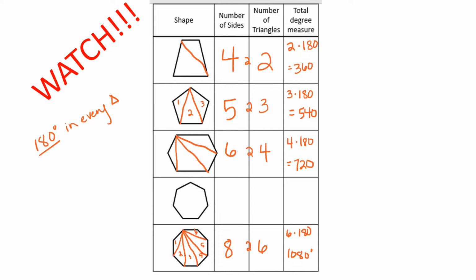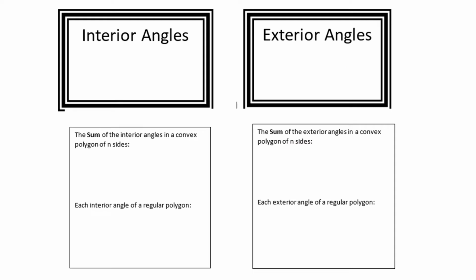a formula. Or right now, if we wanted to compose a formula, it looks like I'm taking the number of sides, so we'll say that's n. I'm subtracting 2, and this is how I would get the number of triangles. But then in order to get my total degree measure, I'd have to take that times 180. So on the next slide, we are going to come up with these different formulas.